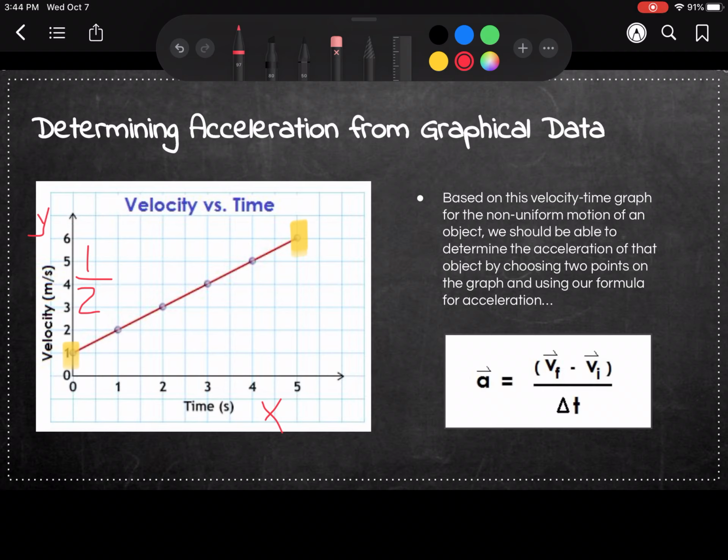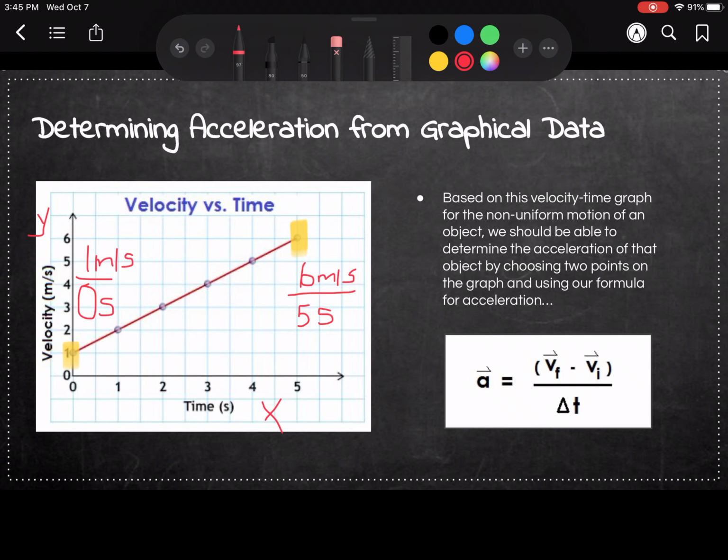And I don't put 2. So this is our velocity, it's 1 meter per second, and over that time is 0 seconds. Okay? And then at this one, we've got our velocity at 6 meters per second divided by our time, which is 5 seconds. Okay?